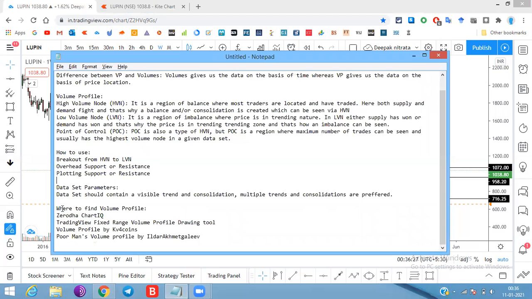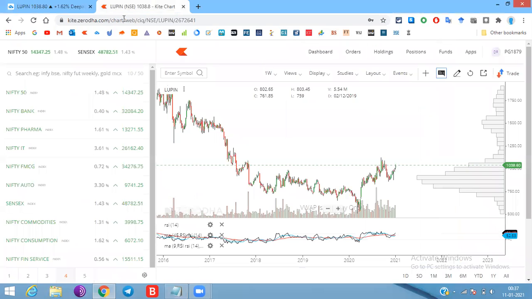people will be confused with this part, where to find volume profile, this basic one. Everyone will keep asking, Dhruvin, where to find this volume profile indicator. So first and foremost, if you have Zerodha, the volume profile can be found in Chart IQ. Just go in settings and change the settings from TradingView charts to Chart IQ. Okay guys, so in Chart IQ also there is an option for volume profile.